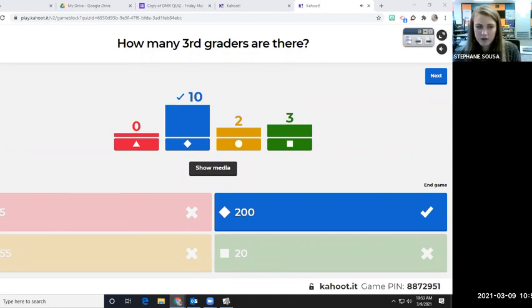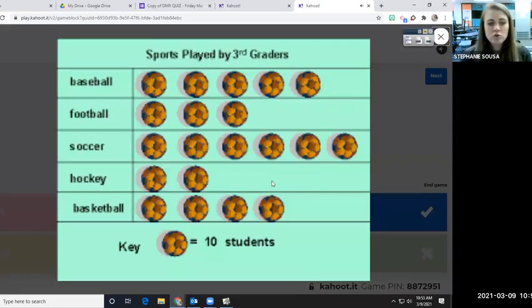Okay, most of you got it correct. I'll deal with it. We have 20 soccer balls. 1, 2, 3, 4, 5, 6, 7, 8, 9, 10, 11, 12, 13, 14, 15, 16, 17, 18, 19, 20. And each soccer ball is equal to 10. 20 times 10 is 200.